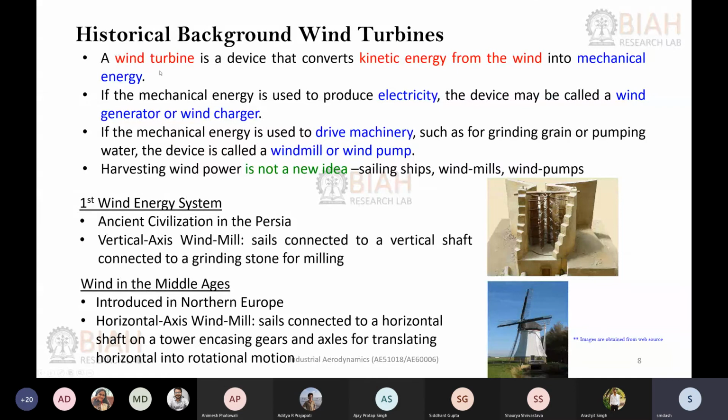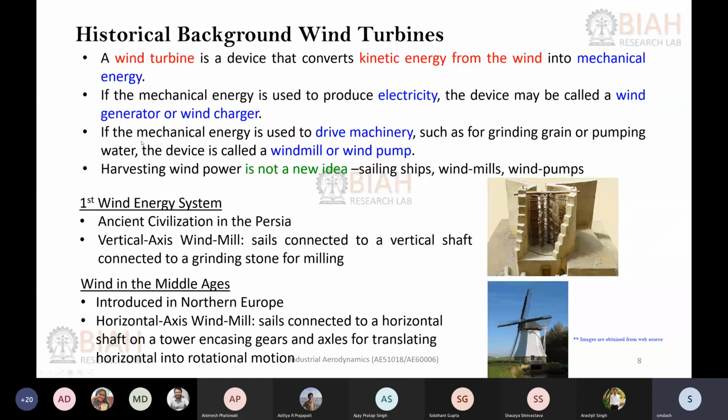Okay, what is the opposite thing? If you use mechanical energy to produce kinetic energy, I think that will not be very useful here. That's like a fan. Fan, yes. That example would have come in the second one, where mechanical energy is used to produce electricity, which will be a wind generator. If you are using electricity to produce mechanical energy, then that will be a fan, as correctly said. So if you are using mechanical energy to produce electricity, that will be a wind generator or wind charger.